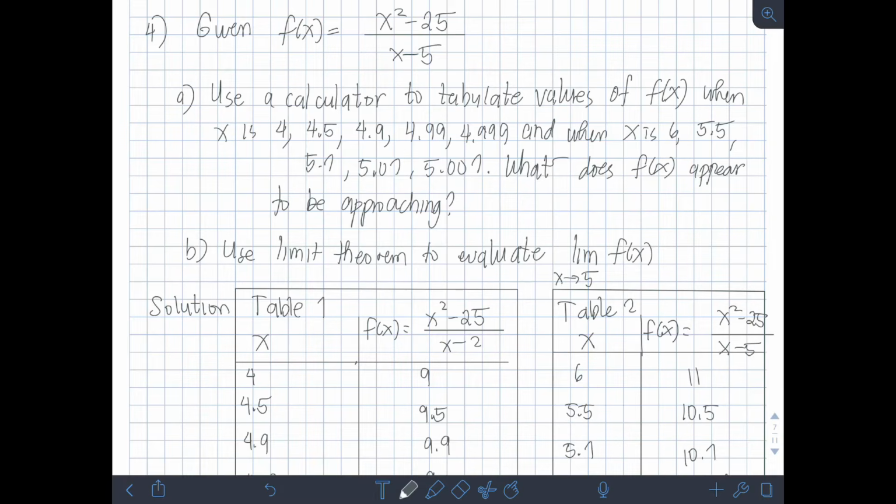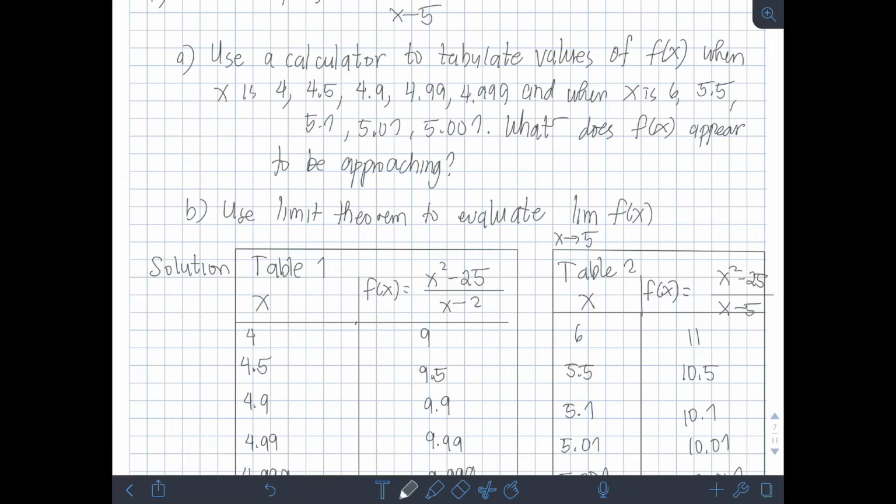A. Use a calculator to tabulate values of f of x when x is 4, 4.5, 4.9, 4.99, 4.999, and when x is 6, 5.5, 5.1, 5.01, 5.001, and what does f of x appear to be approaching? B. Use limit theorem to evaluate limit of f of x as x approaches 5. Okay, so dito muna tayo sa A.